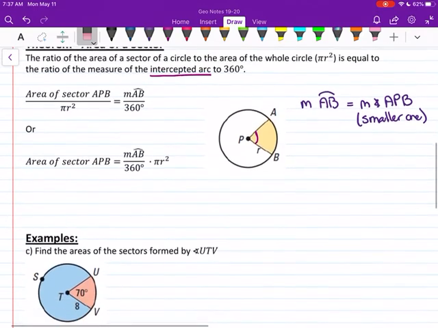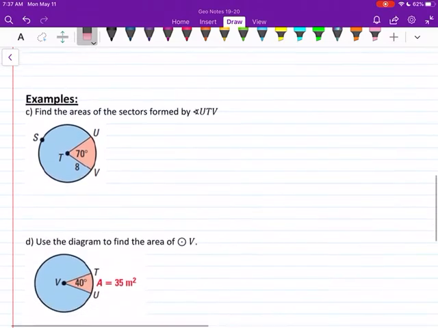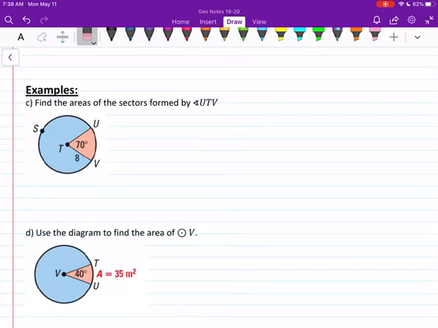Okay, let's do some examples. If you want to pause it, try the examples on your own and then hit play. It's a good idea to get some practice in. The first one says find the areas of the sectors. Sectors means that we want the blue and the red, so we have two things we're trying to find here, formed by angle UTV. Okay, so let's do the small sector.